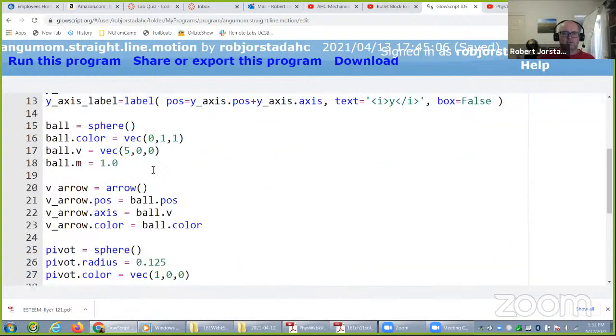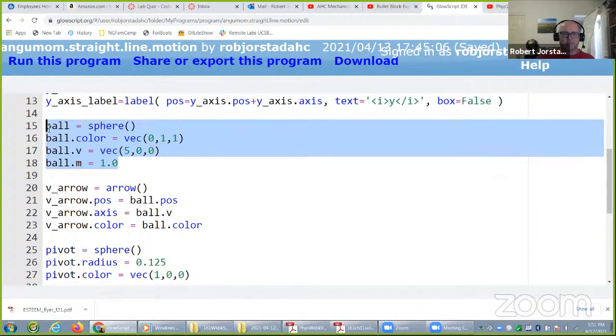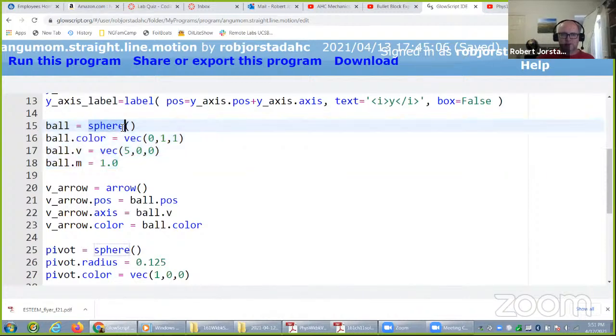Now, here's where we start to get into the meat of the code. I'm going to draw a ball, and that's going to be a sphere. I'm going to set the color to this nice cyan color, 1 part green, 1 part blue. I'm going to define an attribute known as its velocity. I'm going to say it's moving in the x-axis. And actually, maybe I'll give it a position here.